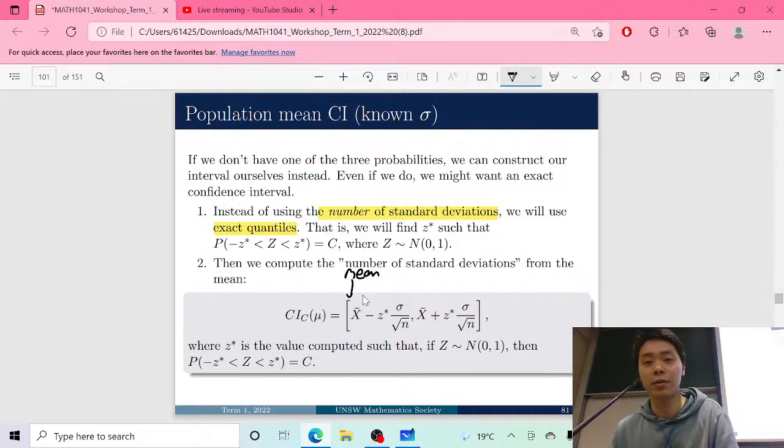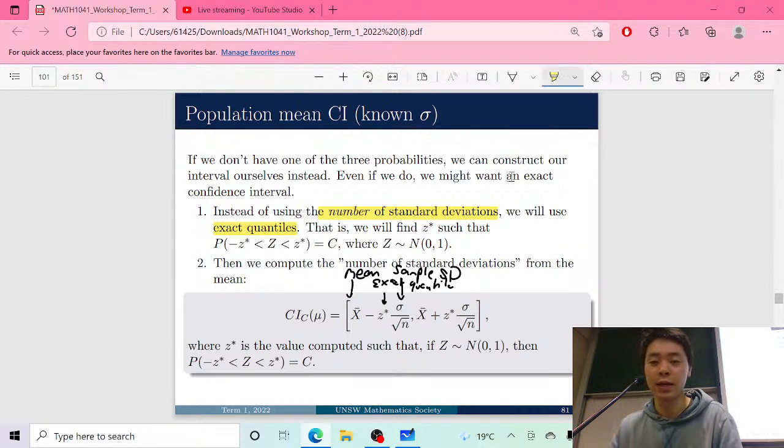So this is the mean of your sample. This is your sample standard deviation. And then you're looking at this as your exact quantile. So the whole process actually works pretty much the same way as we would expect with your 68, 95, 99.7 rule, except instead of using approximations, we're going to be using exact values. And then as a result, you end up getting this confidence interval here.